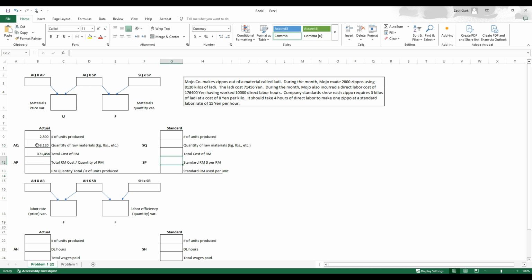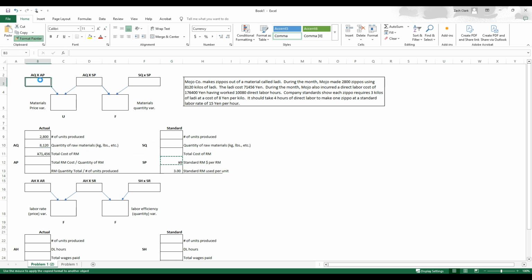And great. Okay, so that's the cost. That's the amount we use. These are the amount of products we created. And let's see what else we got. Okay, so we have direct labor costs. So again, we're going to do some of that analysis down here. But we have some standards that we're looking at here. And the standards here say that each item that we produce, each Zippo, is going to require 3 kilos of this stuff at a cost of 8 yen per kilo.